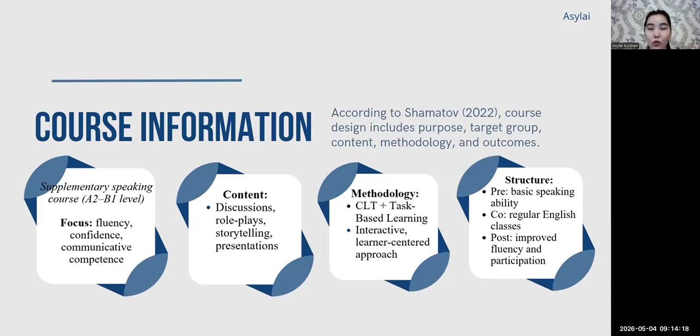In terms of methodology, the course is based on communicative language teaching and task-based learning. Lessons are interactive, learner-centered, and focused on meaningful communication. Regarding the course structure, students are expected to have basic speaking ability as a prerequisite while continuing their regular English classes as core requisites. After completing the course, learners are expected to demonstrate improved fluency, confidence, and active participation.